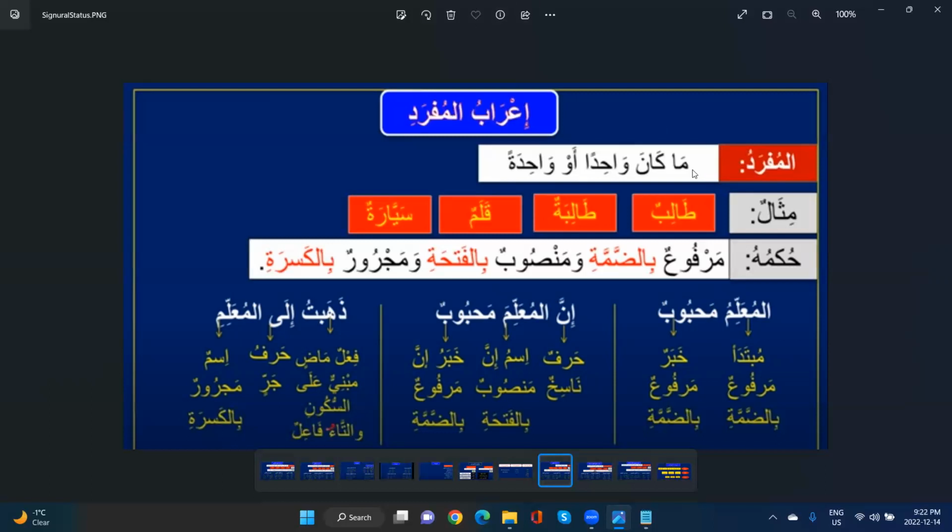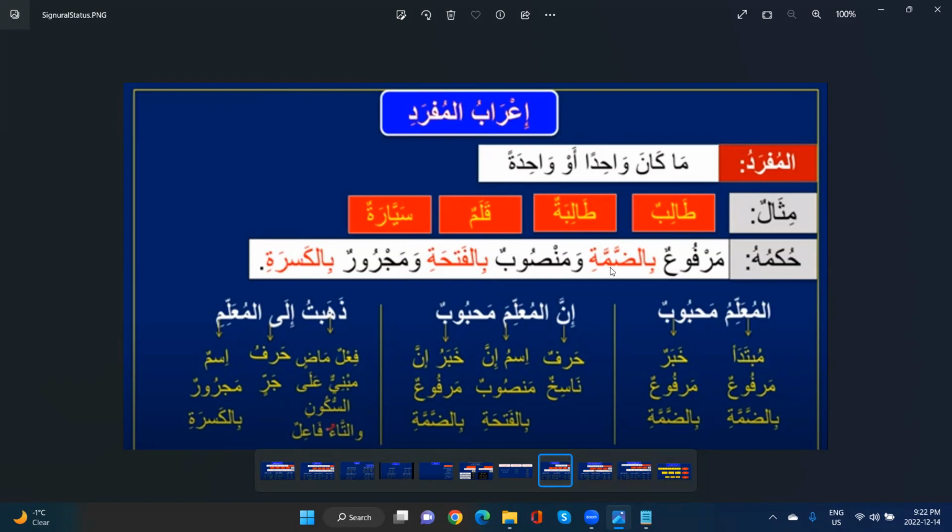Al-Mufrad, it is written here: ma kana wahidan aw wahidatan. Now look at this, wahidan with the alif, aw wahidatan with the ta marbuta. So it's saying it can be masculine or feminine. For example, talibun, talibatun. Talibun is masculine, talibatun feminine, kalamun masculine, sayyaratun feminine. Okay, so what is the hukum on this?